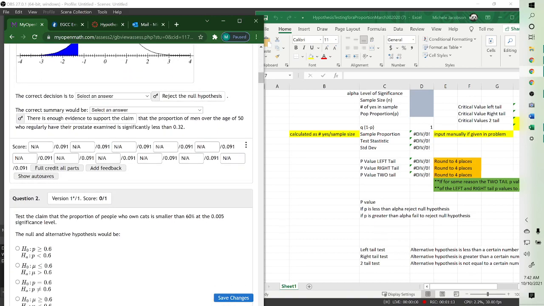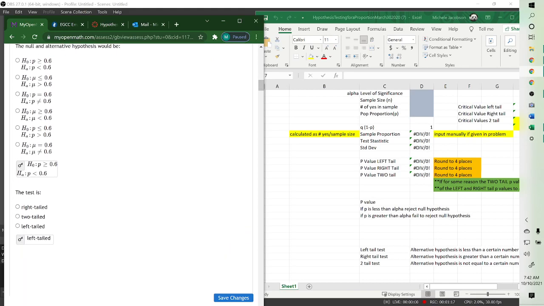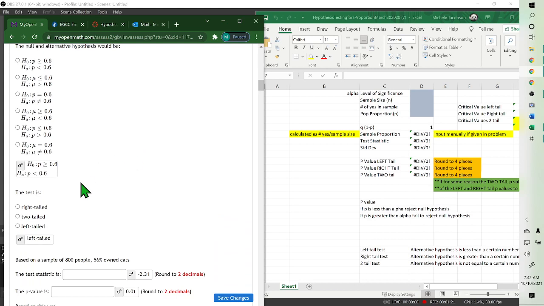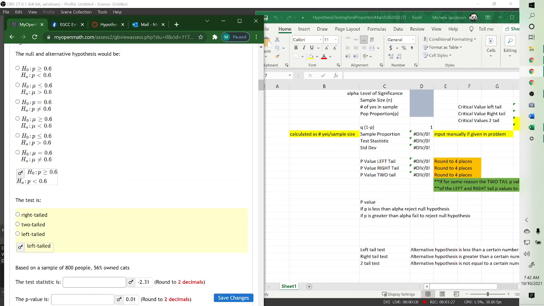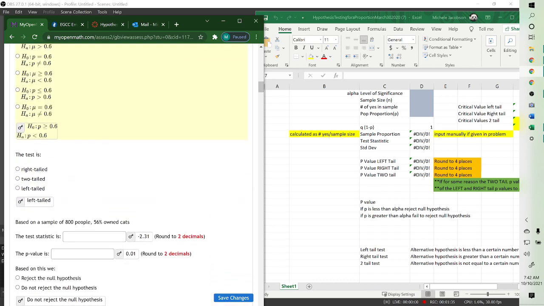I picked this one because the sentences were shorter. So it's going to be less than here, because we want to show that less than 60%, smaller than 60%. Because it's pointing left, it's a left tail.